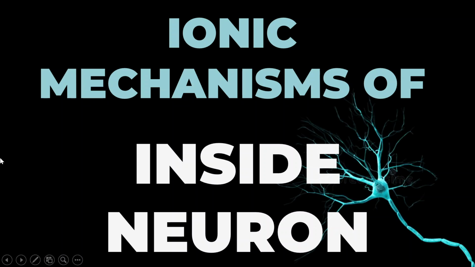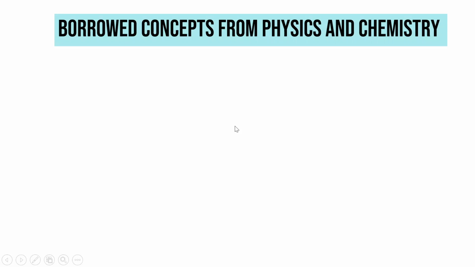Okay, I'm going to go into the presenter view. And yeah, let's go. So basically, we are borrowing certain concepts from different fields and we are going to integrate them in our study of neurons because without them, we cannot go further ahead. And the main two fields we are going to cover are physics and chemistry.